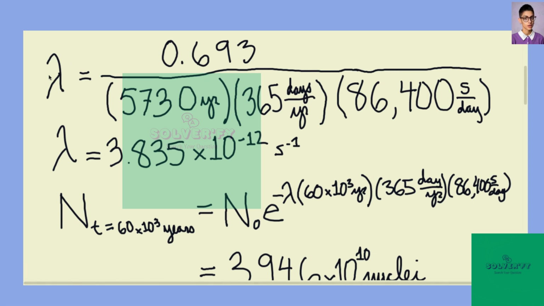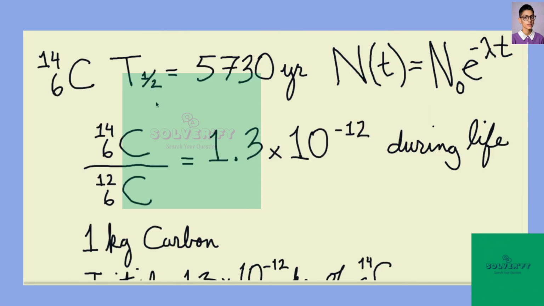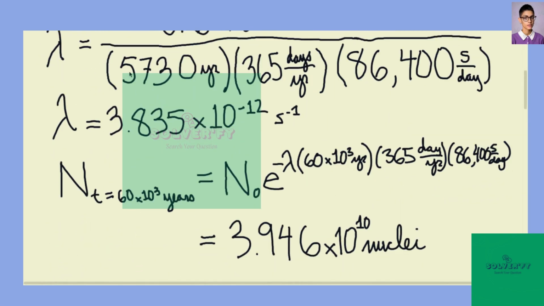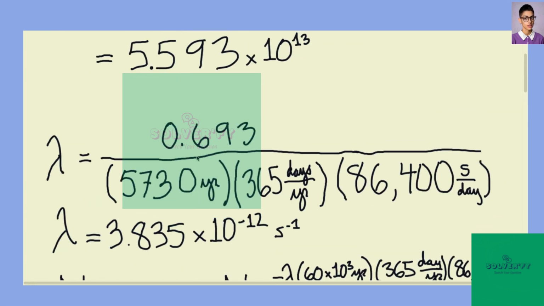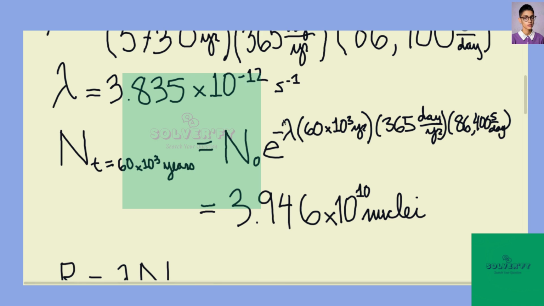Recall that the decay rate is the natural log of 2 divided by the half-life. The decimal equivalent of the natural log of 2 is 0.693. The half-life we need to express in terms of seconds. We know from Appendix B that the half-life of carbon-14 is 5,730 years. And there are 365 days in a year, and there are 86,400 seconds in a day. Plugging these numbers into this relationship, we find a decay rate of 3.835 times 10 to the negative 12 reciprocal seconds.